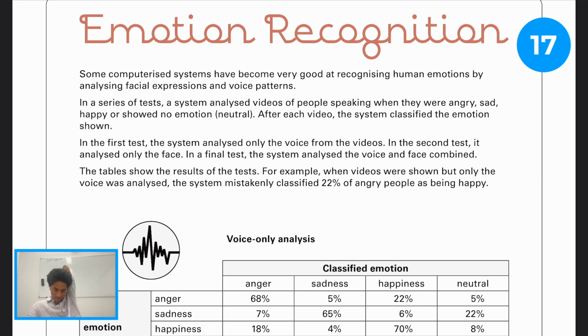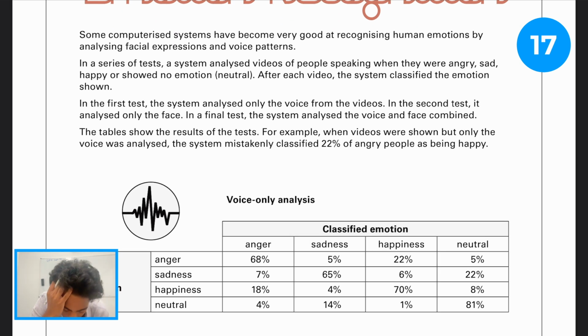In the first test, the system analyzed only the voice from the videos. In the second test, it analyzed only the face. In the final test, the system analyzed the voice and the face combined. The tables show the results of the tests. For example, when videos were shown but only the voice was analyzed, the system mistakenly classified 22% of angry people as being happy. Okay.